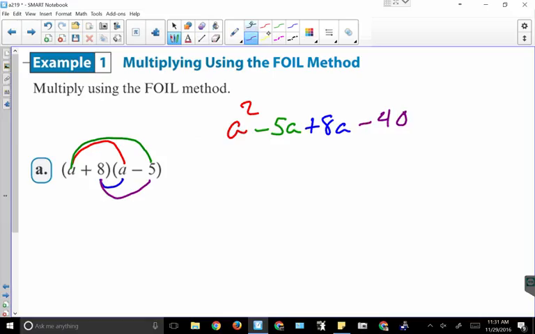Now, there's always going to be one more step that you need to take care of, and that is going to be adding like terms. So I've got terms right here and right here that are the same. They're both just a's. So this is going to be a squared plus 3a minus 40. That's it. All it is. Okay. Questions on it?